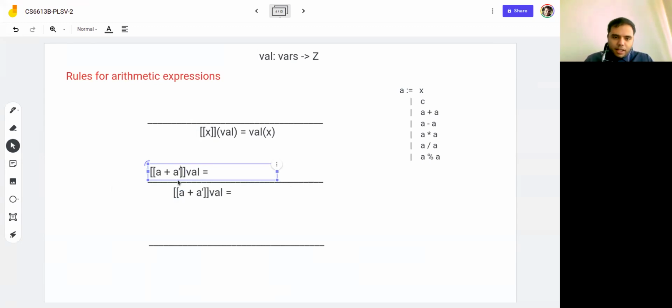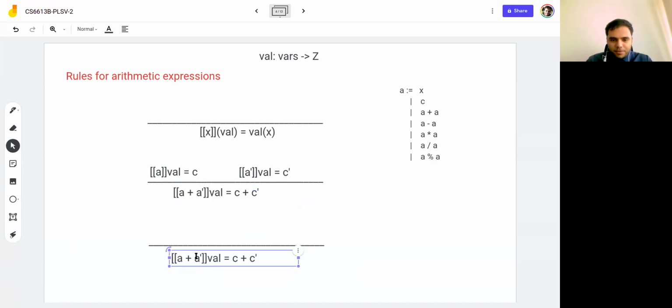If the valuation of a, if the meaning of a or semantics of a is b, and if the semantics of a prime is b prime, or maybe let's just use c because we want to show that it's a concrete value, then this would be c plus c prime. And you can write the exact same thing for all the other operators as well. So you can write the same thing for multiplication. You can write the same thing for everything else. But well, the mod operator is a bit trickier. So let's do that.